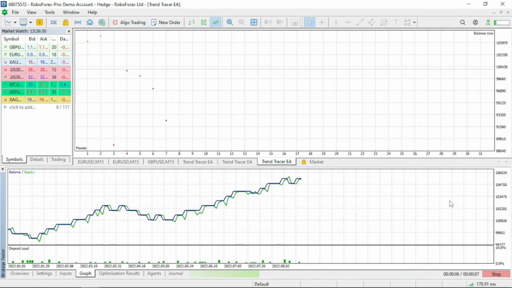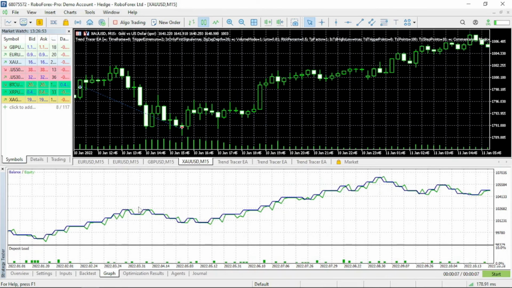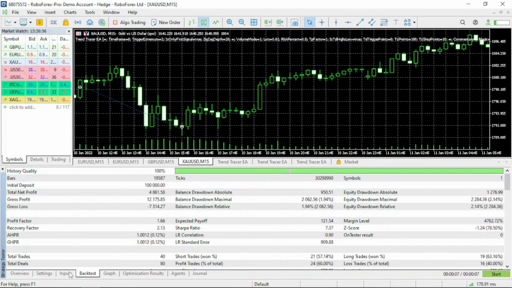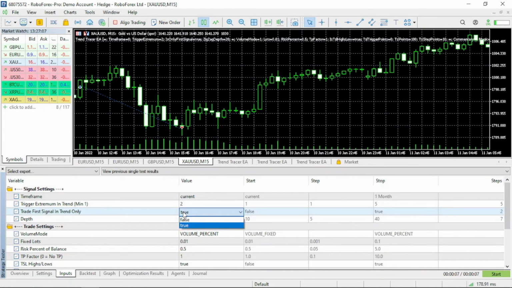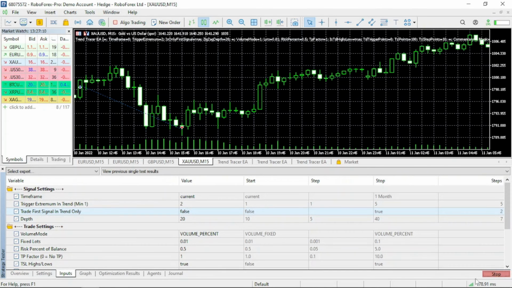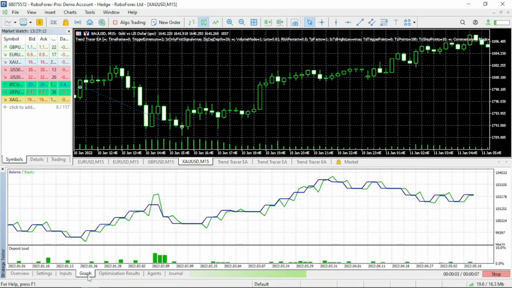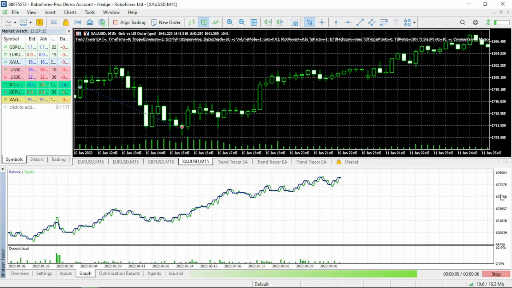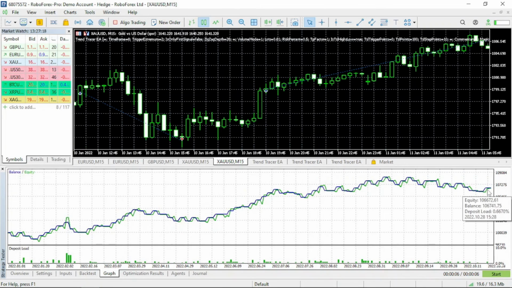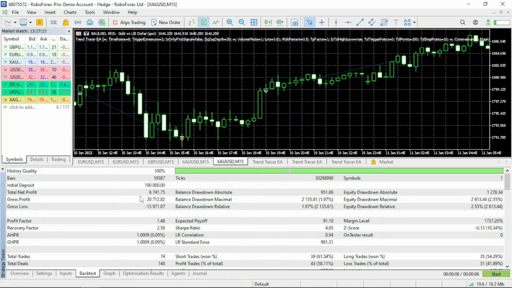Let's take a look at the graph. Again, we see a positive return curve for the expert advisor over the last year. If you wanted to test for longer periods, you are more than welcome to update it under your own strategy tester. What I'm going to do now is change the trade first signal in trend only to false. The reason for doing it is because of the extreme movements of gold. And we'll see with it set to false, that it is able to not only trade the first trend, but multiple times in the same trend.